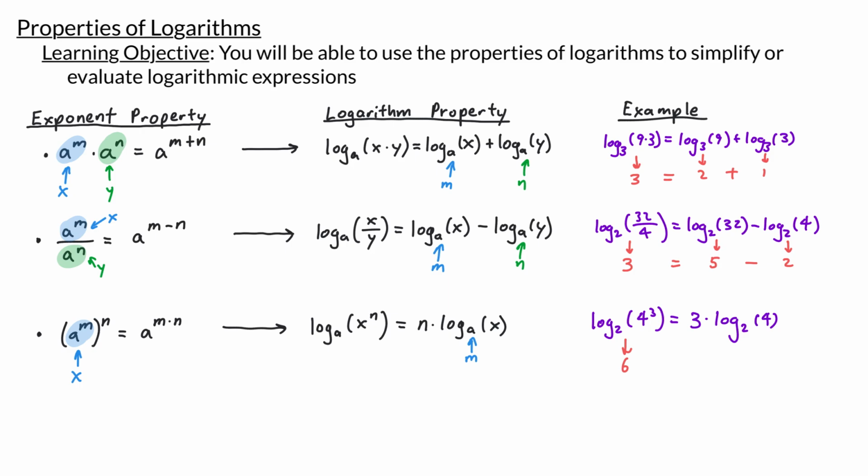Now let's look at the right-hand side. On the right-hand side, we have 3 times the log with base 2 of 4. So we're asking ourselves, 2 to what power gives us 4? Well, 2 squared is equal to 4, so the answer to this logarithm is 2. So we see here on the right-hand side we have 3 times 2, and that does equal 6.